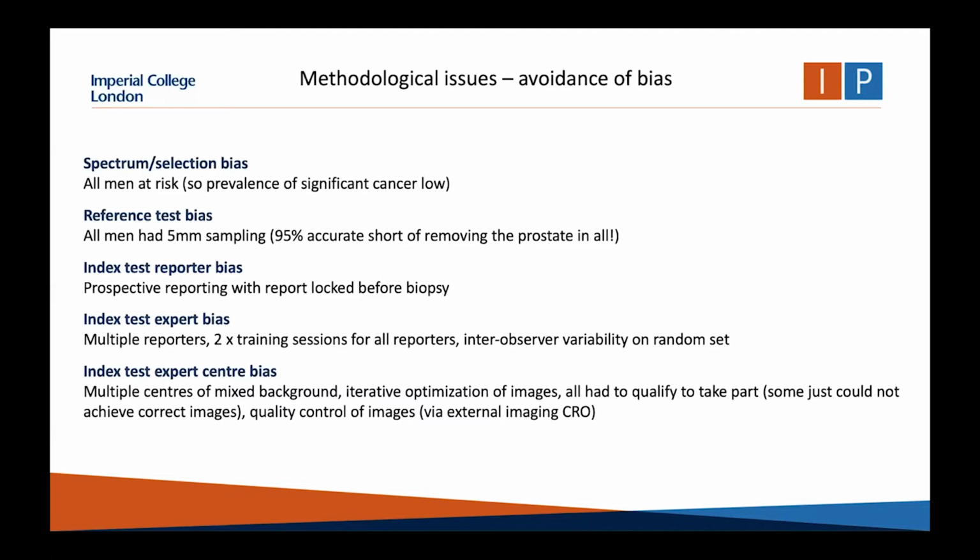And then there's obviously a need to look at variability. And centers also needed to be of a mixed background, DGHs, as well as academic centers. And some centers, we had a few who just couldn't achieve the level of images that we needed, and they weren't able to qualify. But we had a qualification process and also ongoing case-by-case quality control using an external imaging CRO. At that time, it was IXICO.